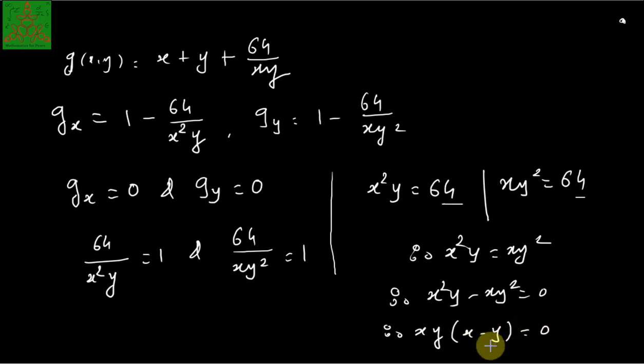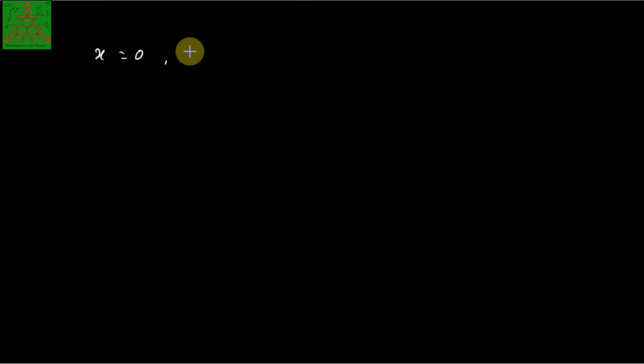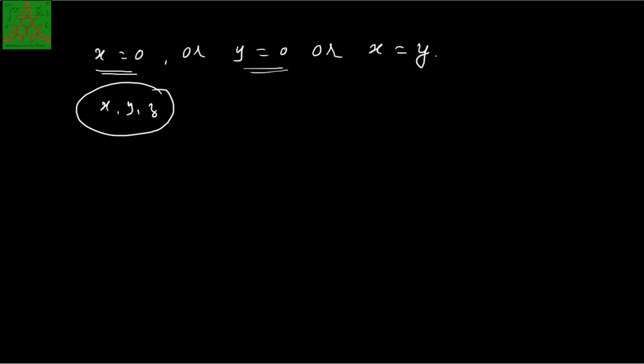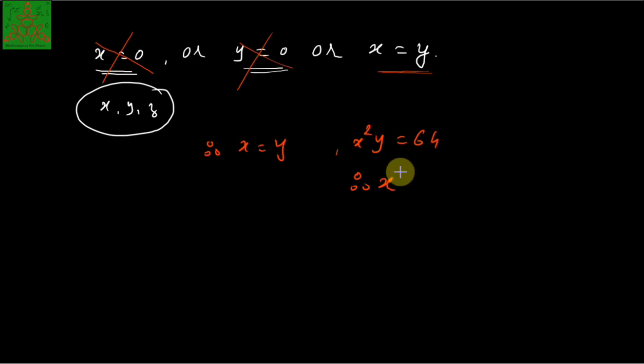Now there are three possibilities here. The first possibility is x is 0. The second possibility is y is 0. The third possibility is x is equal to y. Now x equal to 0 and y equal to 0 are not possible, because x, y, z are positive integers. So the only possible value is x equal to y. Therefore, if x is equal to y and we have x square y equal to 64, this gives x cube equal to 64, and therefore x will be 4. So the possible stationary point is 4, 4, because x is equal to y.